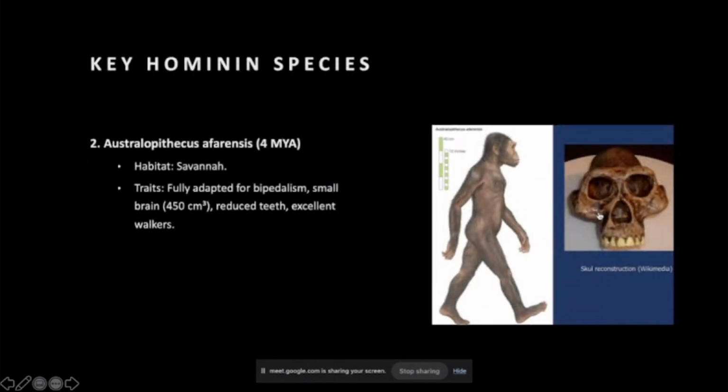Now the next one is the Afarensis. These were living more so in the savannah, and at this stage they were fully adapted for bipedalism. What is bipedalism?